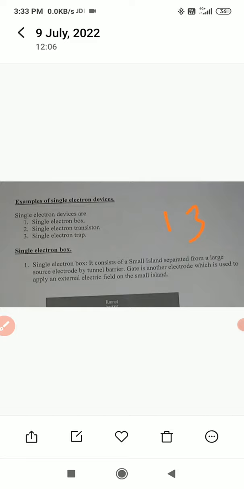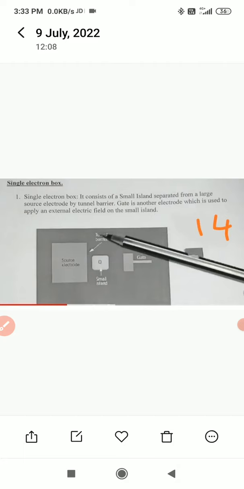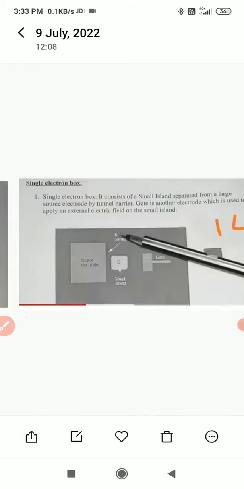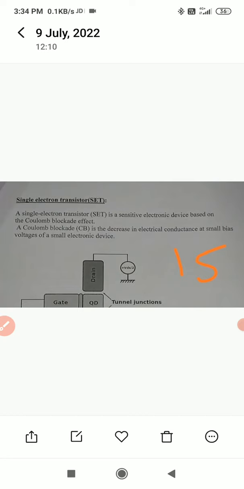So the single electron box is like this: a source electrode and a small island, that is a quantum dot, and a gate. A single electron box consists of a small island separated from a large source electrode by a tunnel barrier. The gate is another electrode used for applying an external electric field on the small island. Don't write all these things, just explain. The examples of single electron devices are single electron box, single electron transistor, and also single electron trap. Mainly explain the single electron transistor.